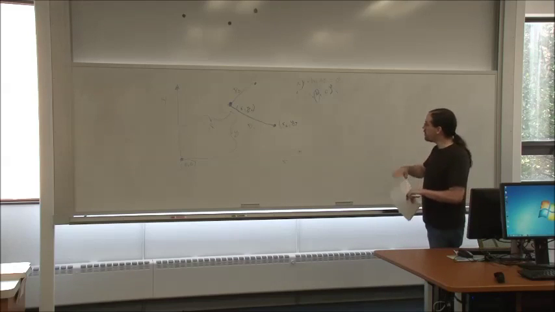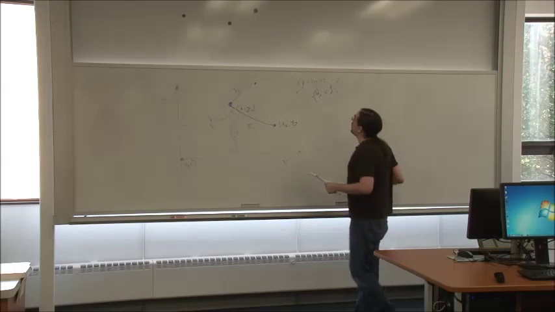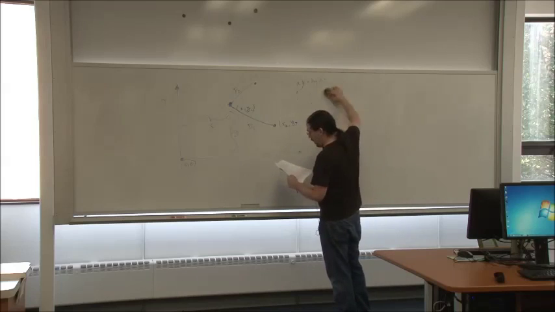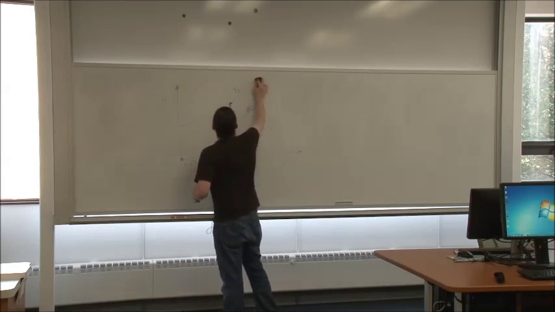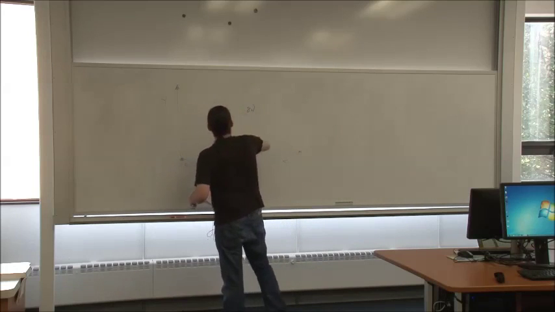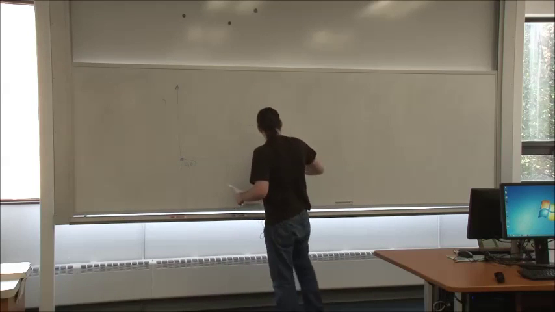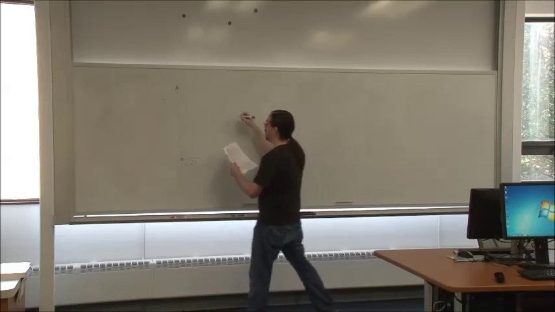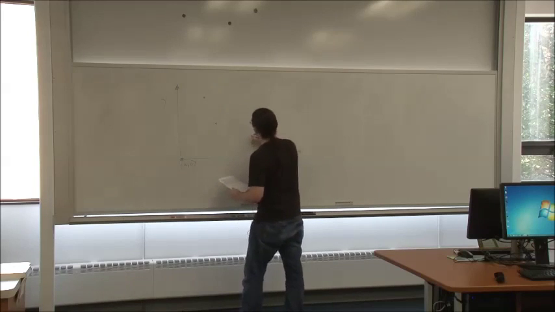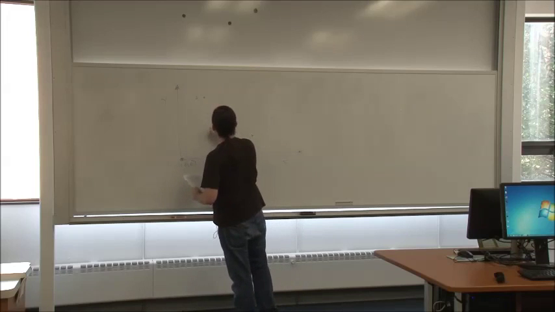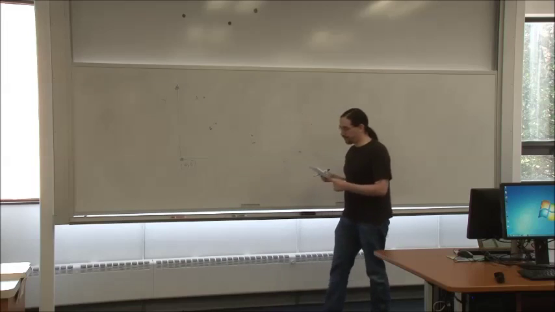OK, so that's enough basic stuff. Let's talk about two common tasks that you're very often going to see in a lot of computational problems. Suppose we have three ordered points. Call them A, B, and C.